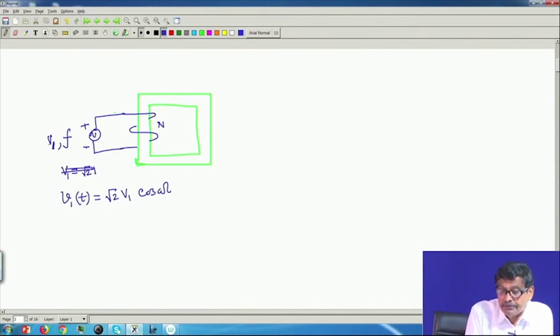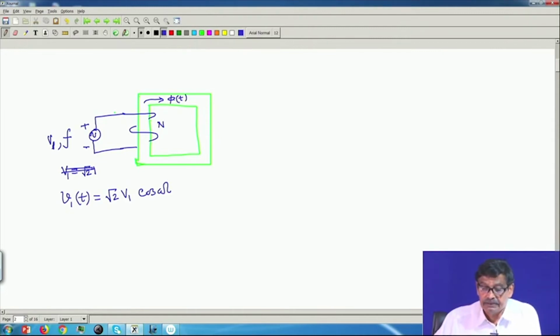The moment you apply a known RMS voltage at a certain frequency f, where omega equals 2 pi f, across the coil, the level of flux which will be produced, which is also expected to be time varying, gets fixed.